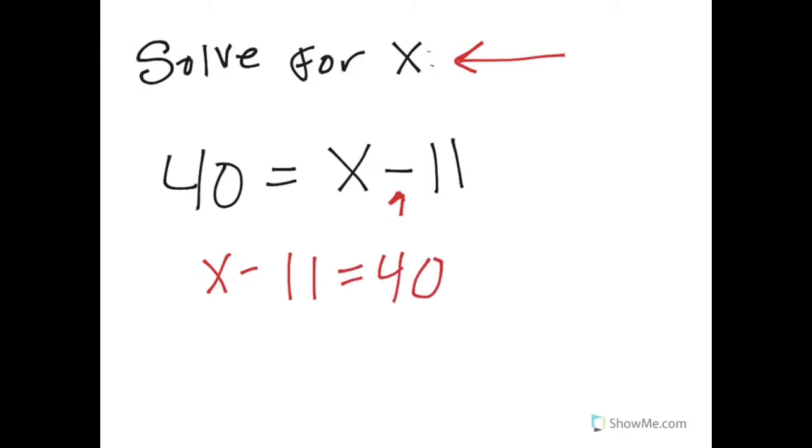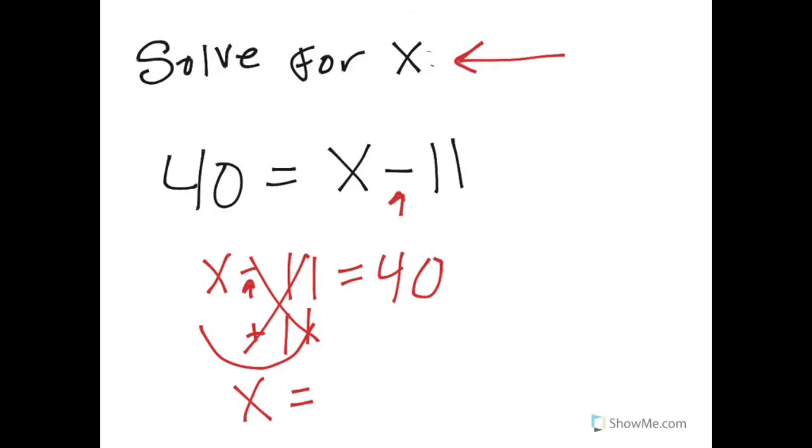It's the same thing, it's just written in a different way. And since we want to get rid of the 11 on this side, you see it's a subtraction, so we have to do the opposite. We're actually going to add 11, so minus 11 plus 11 cancels out. So we bring down our x.